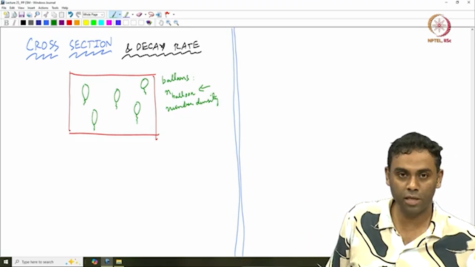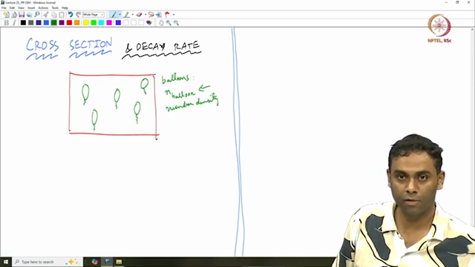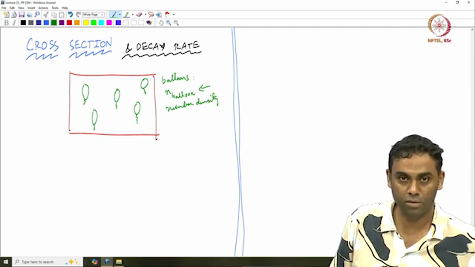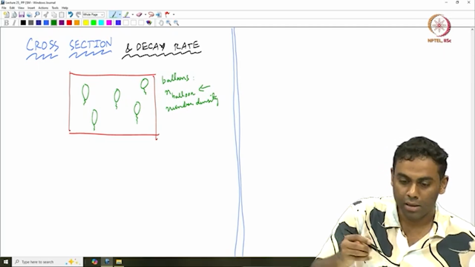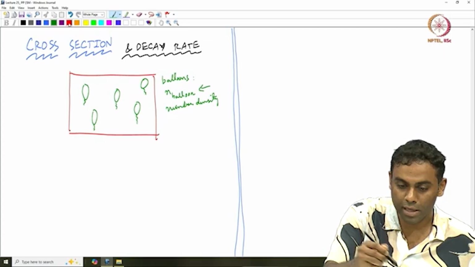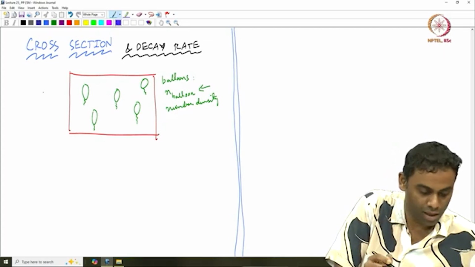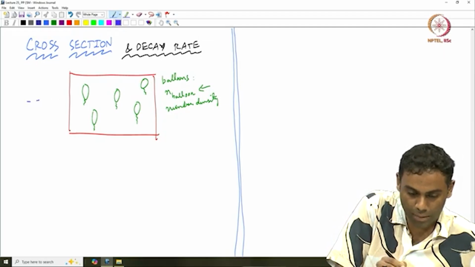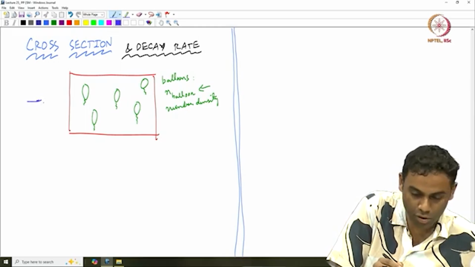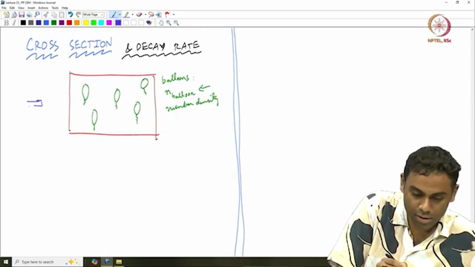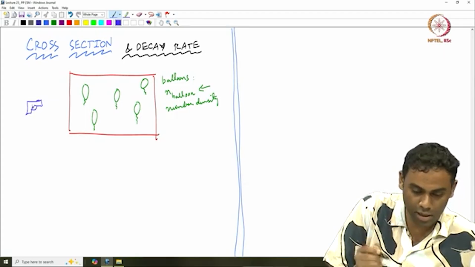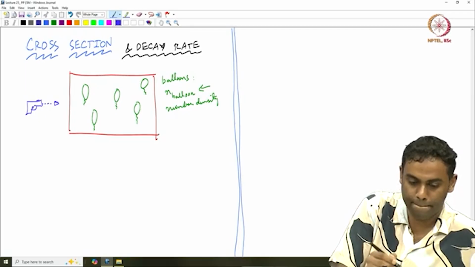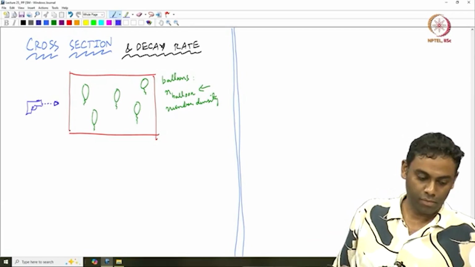Right? So I can fix the size of the box, I can fix how many balloons I put in. If I can fix even one of these, then I can decide what the number density of the balloons is. Okay? Now, let's say I am going to shoot at this box. Again, don't mind my drawing skills. That's a gun. And I'm going to shoot it with a bullet. All right.